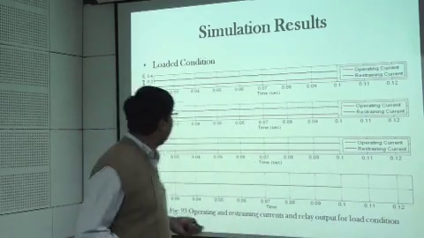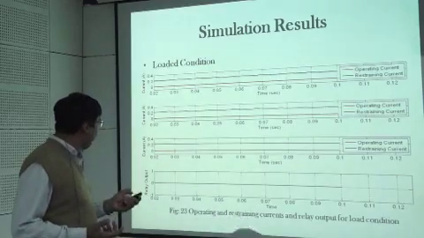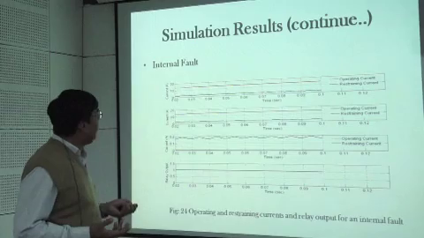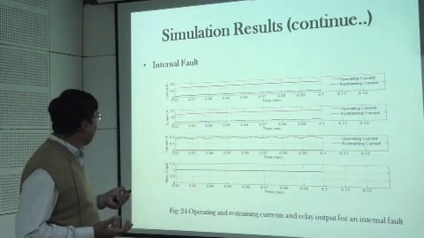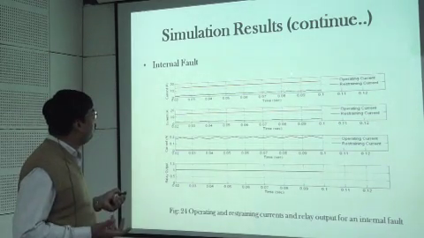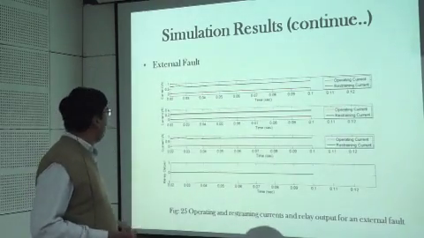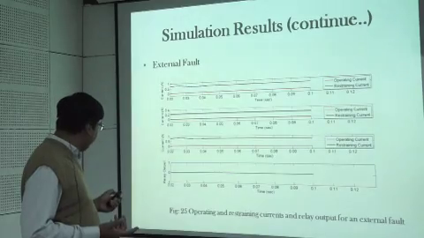For loaded conditions, the operating is above restraining, and the relay will not issue a trip signal. For an internal fault, if the operating is more for any one of the lines, like in this case it is more for two lines, the relay will issue a trip signal. External fault, it is providing through fault stability. The operating is well below restraining and the relay will not issue a trip signal.